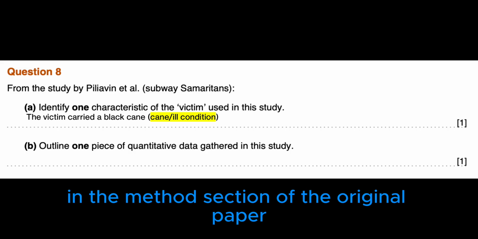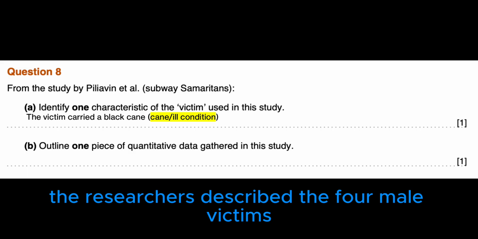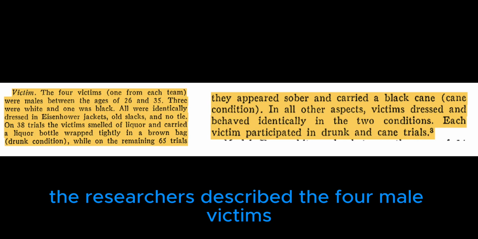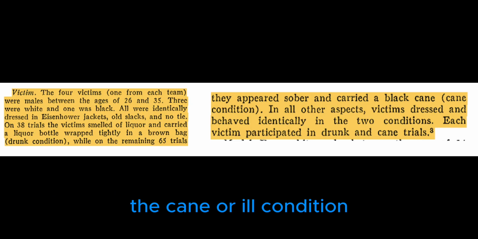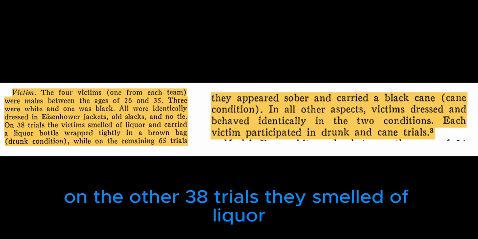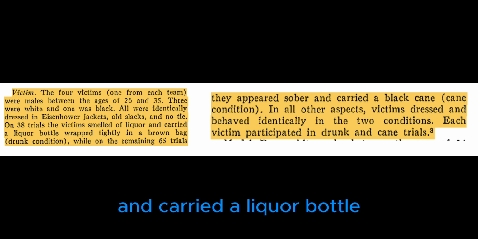In the method section of the original paper, the researchers described the 4 male victims, aged 26 to 35, who took part. On 65 trials, they appeared sober and carried a black cane, the cane or ill condition. On the other 38 trials, they smelled of liquor and carried a liquor bottle wrapped tightly in a brown paper bag, the drunk condition.